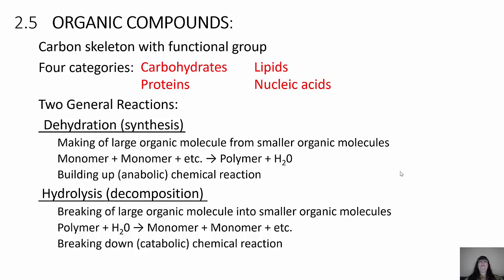Dehydration synthesis is going to make a large organic molecule from smaller ones. So you add monomers together to build a polymer. It is an anabolic chemical reaction. And remember, you're going to remove water in the process. Hydrolysis or decomposition reactions add water to break down large organic molecules into smaller ones. So you're going to add water to a polymer to break it down into its monomer components. And again, it's catabolic because you're breaking it down.